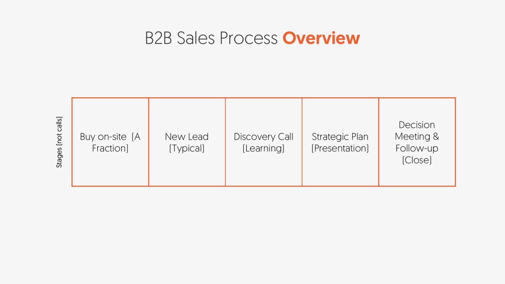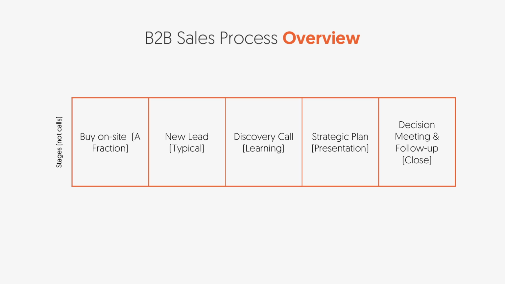Well, in business to business, they could buy on your website, which is a fraction of the people, but in most cases, you're going to get a lead that turns into a discovery call. If the discovery call is qualified, it then goes into a strategic plan or a presentation, and then from there, it usually goes into a decision meeting. There's a lot of steps in between these 5 boxes, but that's usually how it ends up playing out, and your sales cycle could be 6 months, could be 1 year, it could be 2 months or 3 months or even 2 weeks.